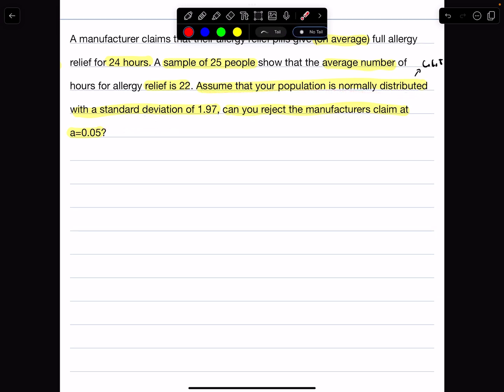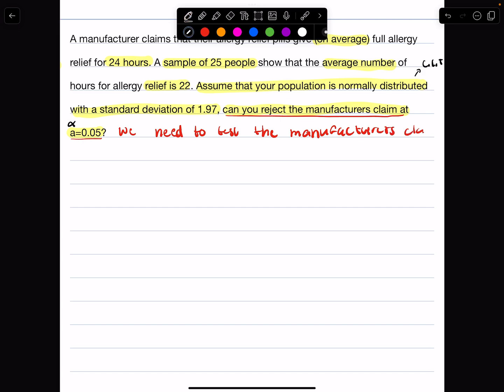And then, can you reject the manufacturer's claim at A equals 0.05? Okay, A is really alpha. I just couldn't write alpha with my keyboard. So what is the question here? The question is, can you reject the manufacturer's claim? Which means we need to test the manufacturer's claim. Can I reject it? Well, I don't know. Let's test it.